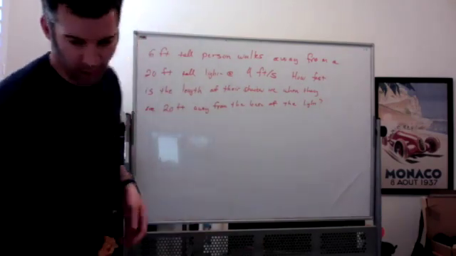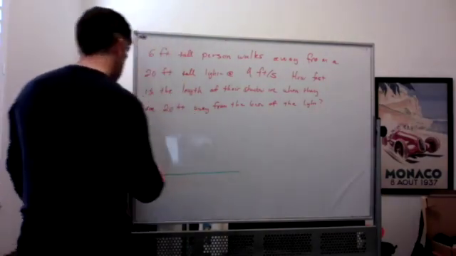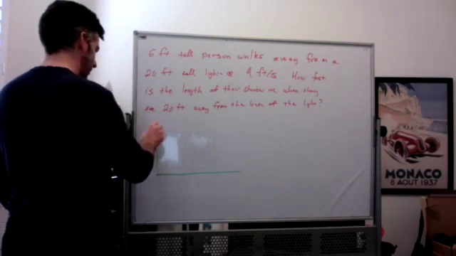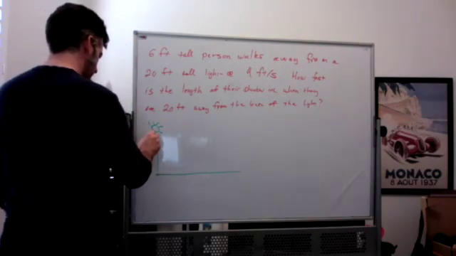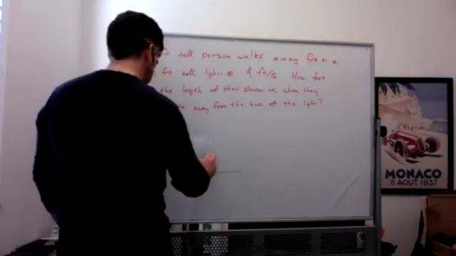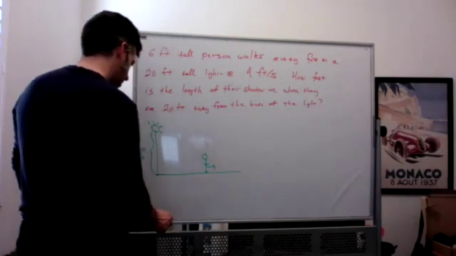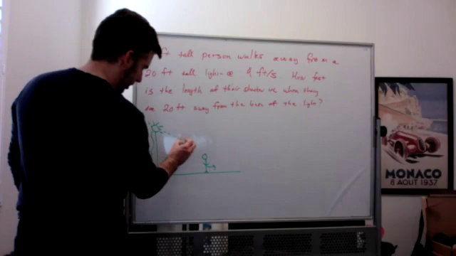So let's draw a picture. Here's the ground. Here's my street light, 20 feet tall, giving off light. This is 20 feet. And here's the person walking over here, and they're going that way. And they're casting a shadow like this.